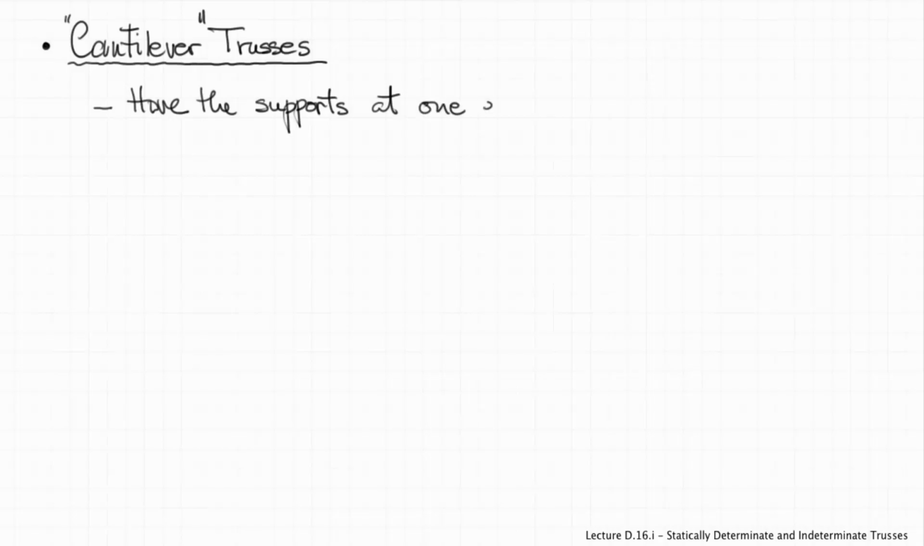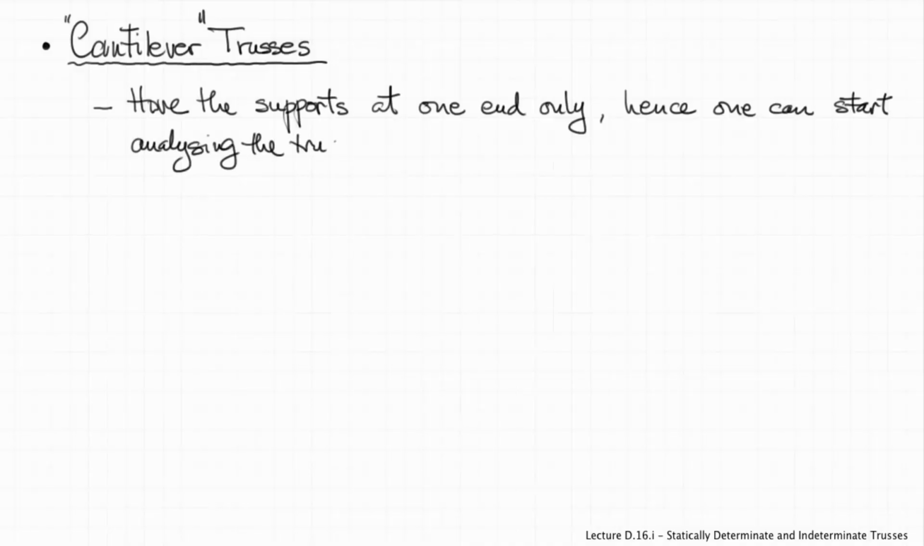You might remember that I mentioned this in the previous lecture on the method of joints when we were solving for the external reaction forces. What I said at that time is that, in general, you don't have to solve for the external reaction forces for cantilever trusses. The reason for that is these types of trusses have the reaction forces at one end only, and therefore you can start the analysis from the other end.